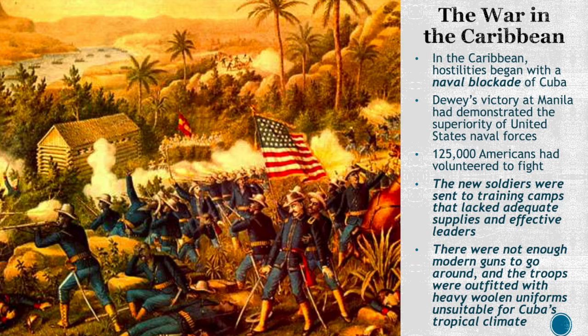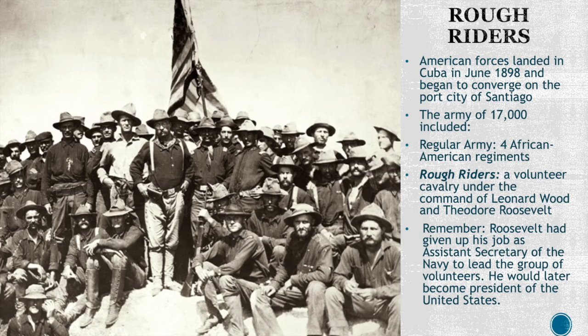125,000 Americans had volunteered to fight, and the new soldiers were sent to training camps that lacked adequate supplies and effective leaders. There were not enough modern guns to go around, and the troops were outfitted with heavy woolen uniforms, unsustainable for Cuba's tropical climate. So these guys are in some unequipped, very heavy jackets for this tropical climate. It's not these coats and uniforms that they're wearing. It's going to be hard to stay hydrated wearing those things.